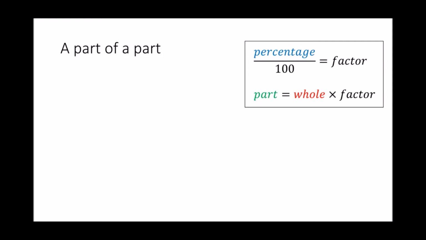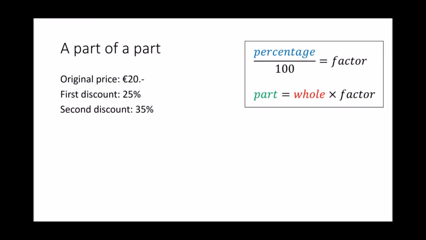So starting with a part of a part, what do I actually mean by that? Let's say you want to buy something and originally it costs 20 euros. However, it's been on discount twice, so it was first discounted by 25% and then by another 35%. Now, unfortunately, that does not mean that you get 60% discount, so we have to calculate this differently.